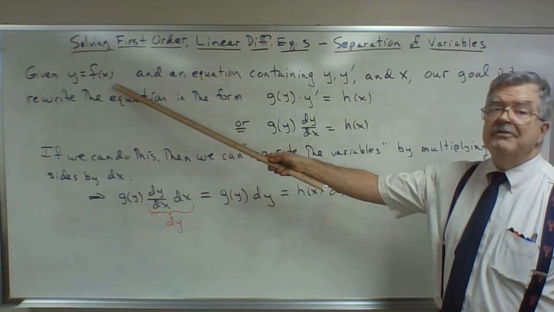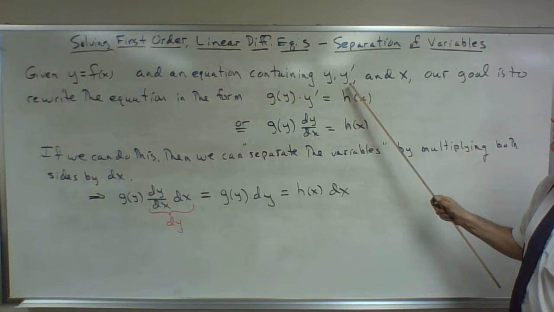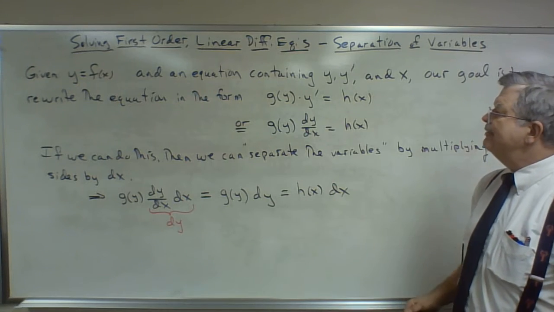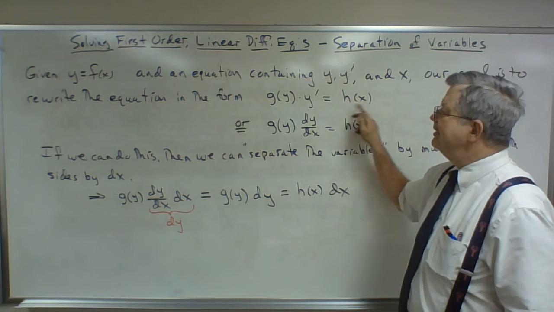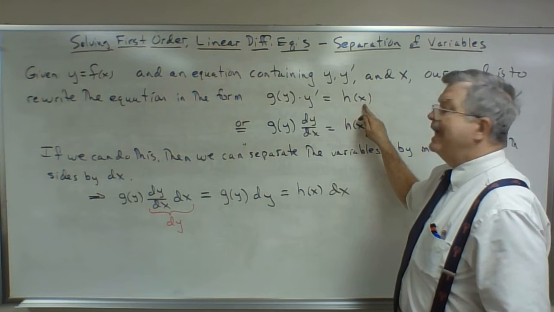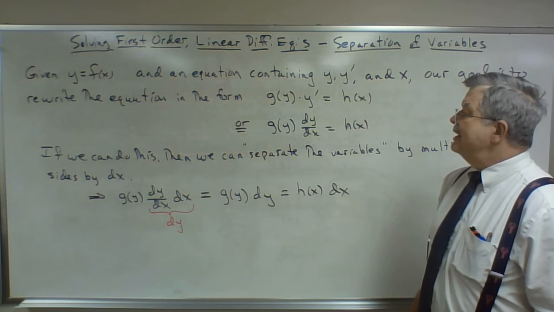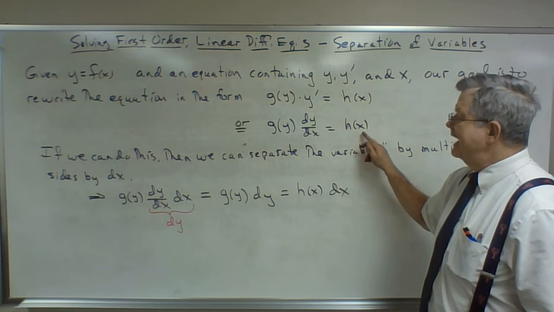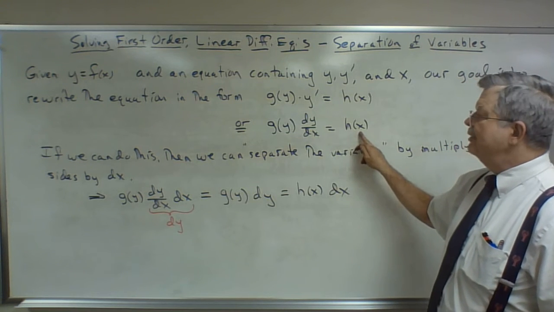Given that y is some function of x, and given that we have an equation containing y prime and x, our goal is to rewrite the equation in the form g of y times y prime equals h of x, where g of y is some function in terms of y, and h is some function solely in terms of x. Equivalently, we could rewrite it as g(y) dy/dx equals h of x. Again, where g is some function of y and h is some function solely of x.